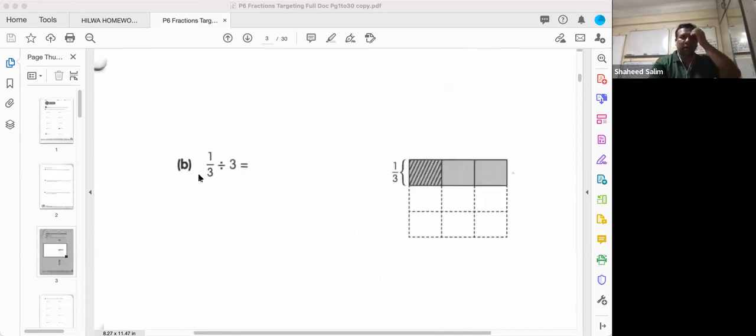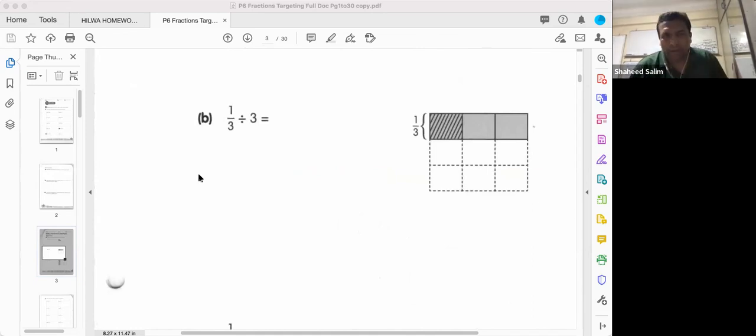Okay, we try. You try this one. 1/3 divided by 3. First step, you make it 3/1. Next step, you change divide to times.